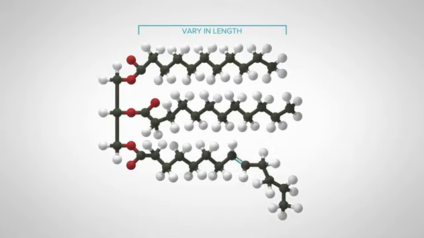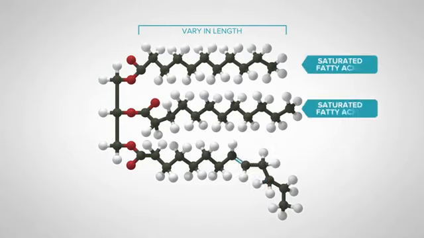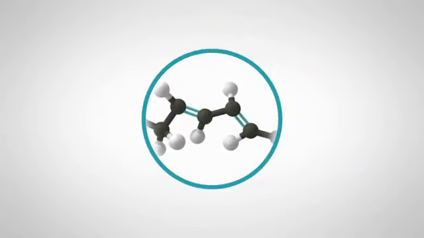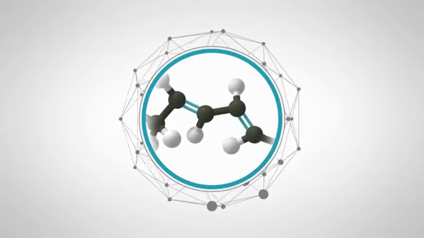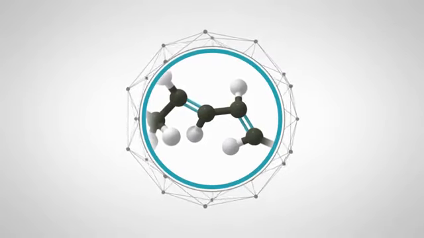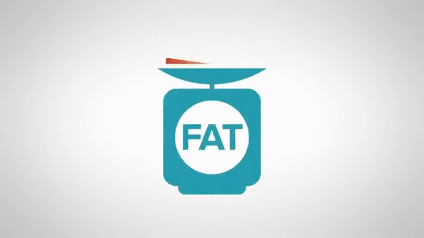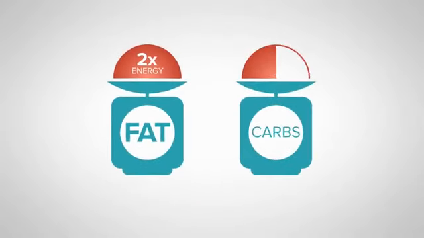If they have no double bonds, they are known as saturated fatty acids. If they have one or more double bonds, they are called unsaturated fatty acids. The number and position of these double bonds alters the way the fatty acids are digested and can also alter their biological activity. On a weight basis, fat contains more than twice the energy content of carbohydrates.